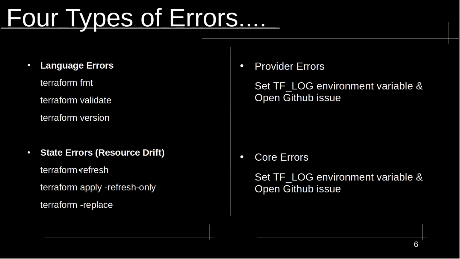Language errors and state errors are something which you can handle by yourself by using a set of commands, which we will look into while we are actually doing the hands-on. Whereas provider errors and core errors need to be handled by the respective team who is developing that provider. It can be an individual or an organization. You just need to raise a GitHub issue and attach a log file to them.